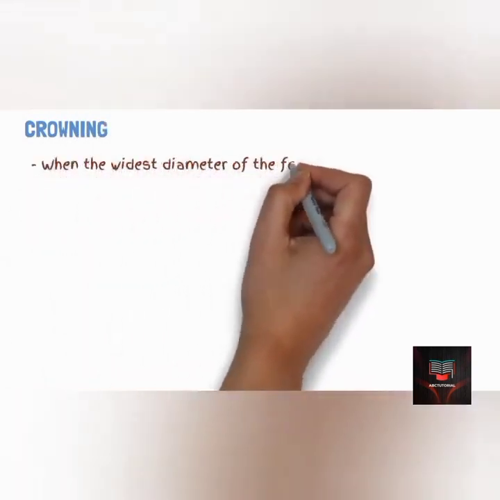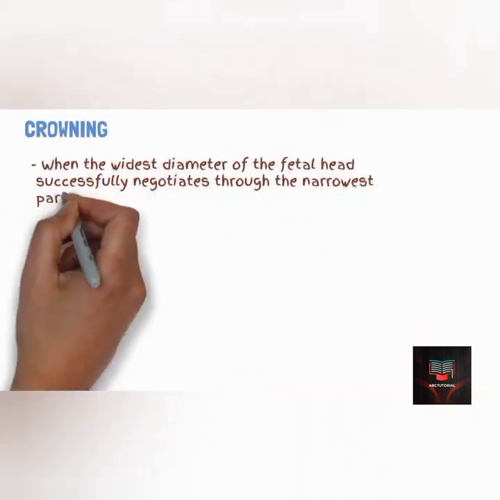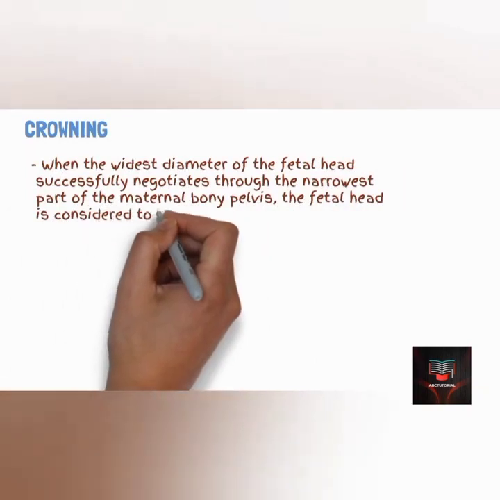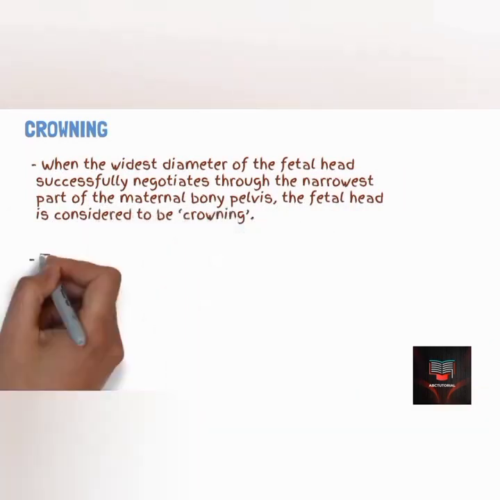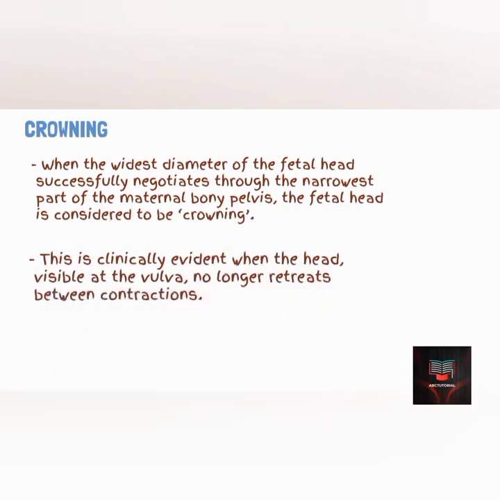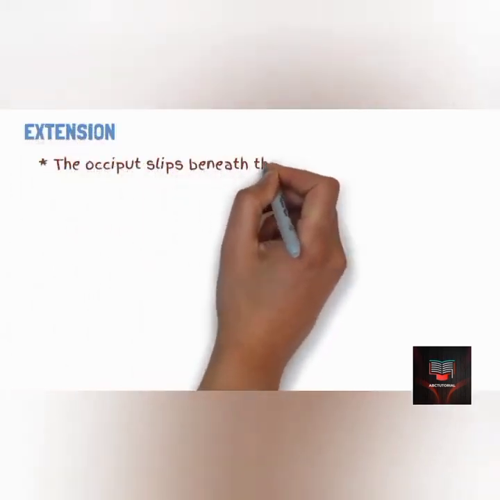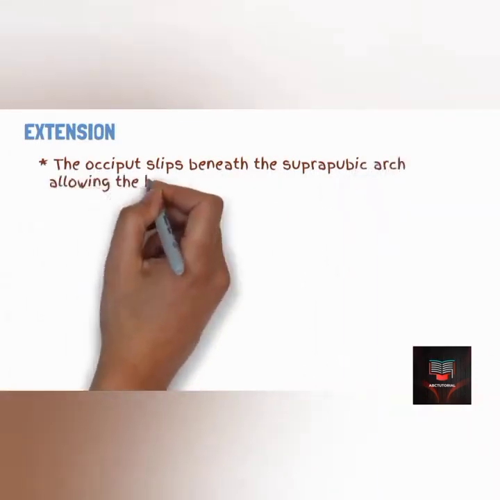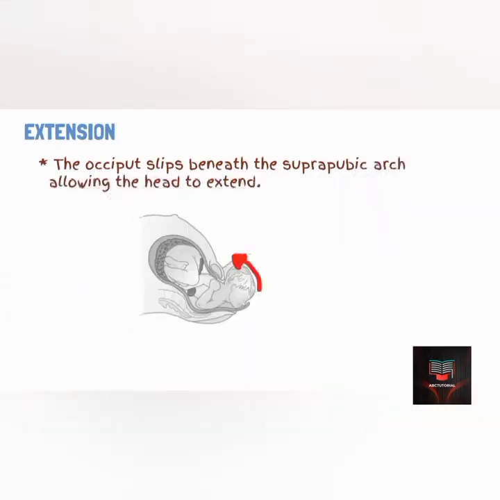Crowning is said to occur when the fetal head has passed through the narrowest part of the maternal bony pelvis. Hence, in between contractions, the fetal head is not going to retract, and the fetal head is visible in the vulva at this point. This is effectively known as crowning. Extension. When the occiput of the fetus slips beneath the suprapubic arc, the head is allowed to extend in such a way that the whole head of the fetus is brought outside.